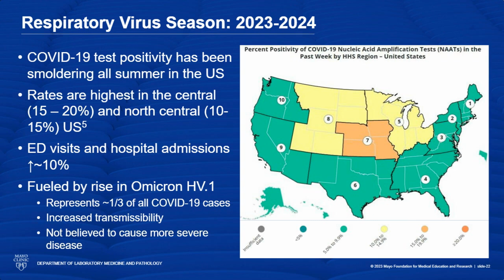This variant has mutations in the spike protein that lead to increased transmissibility and immune evasion. Fortunately, it's not believed to cause more severe disease than prior variants. But again, the high rates of transmission means more people become infected and may infect a higher number of at-risk individuals that could lead to severe disease.